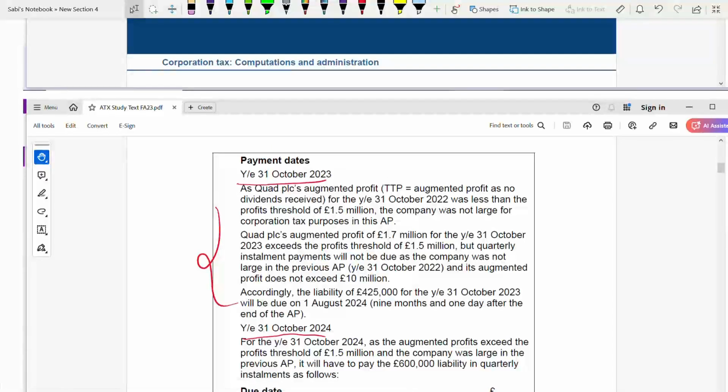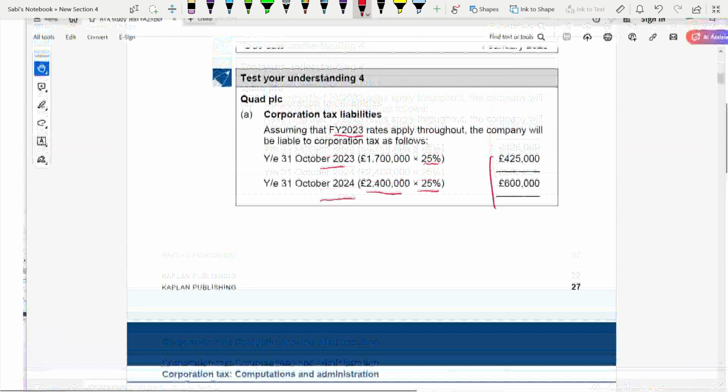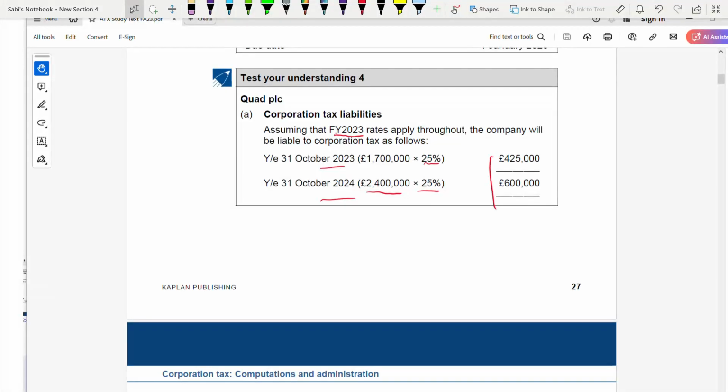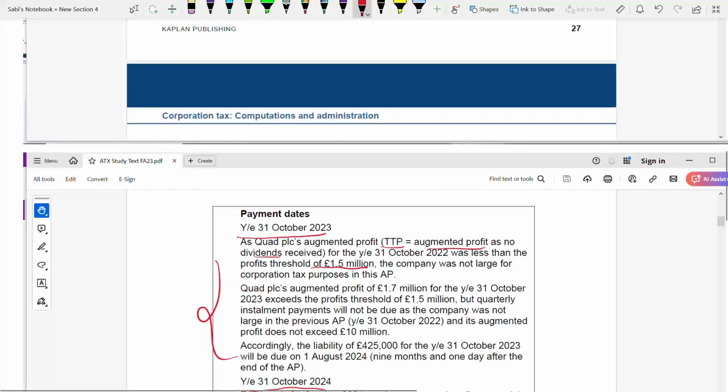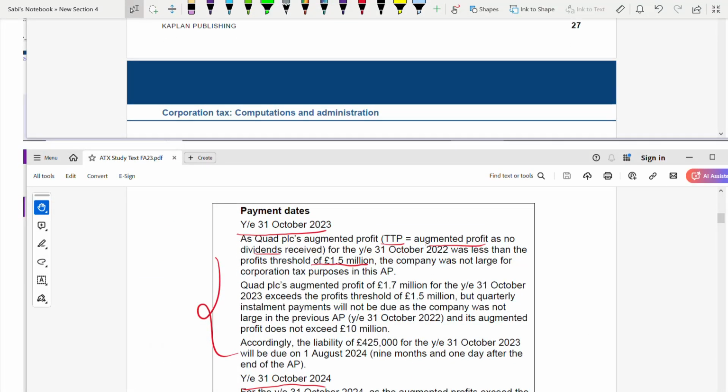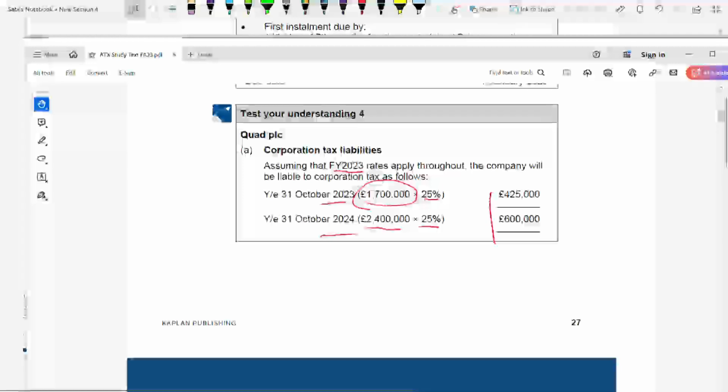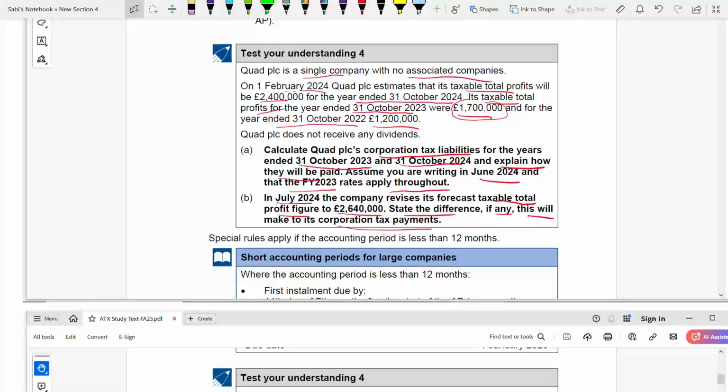Okay, we have to see the 1.5 million threshold. Okay, so you can see, because no dividend received, your TTP will be equal to your augmented profit. Okay, and if you see, it is 1.7 million. It's more than 1.5.